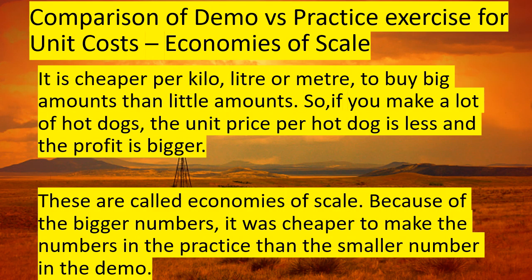So we're going to compare yours versus mine now. It's cheaper per kilo or per liter or meter to buy big amounts than little amounts. So if you make a lot of hot dogs, the unit price per hot dog is less and the profit is bigger. So these are called economies of scale. Scale just means size. Because of the bigger numbers, it was cheaper to make the number in your practice than the smaller number in my demo.